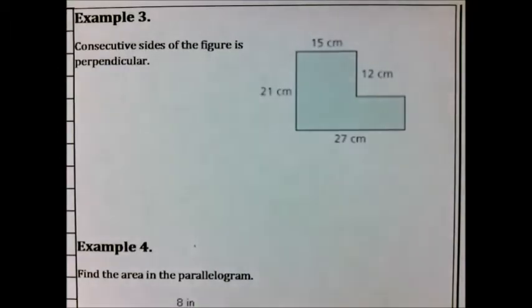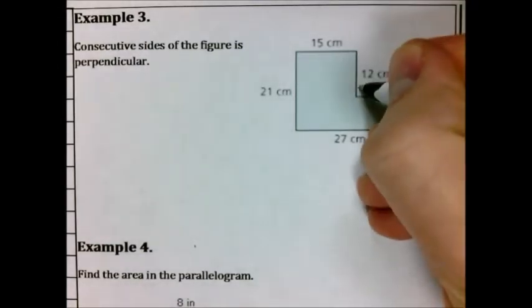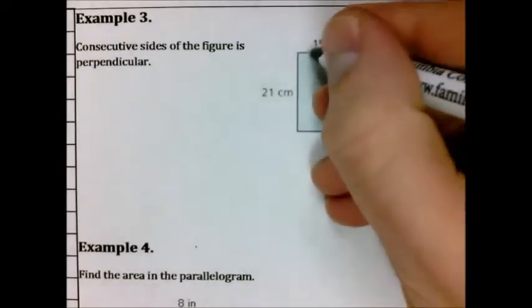Alright, for example 3, sometimes it takes a little bit more work in order to actually find out what the area of a shape is. We're trying to find the area of this shape over here, but this is an awkward shape, right? Here's what we do know, though. We know the consecutive sides of this figure are perpendicular. That means that each one of these are 90-degree angles right in here, right?